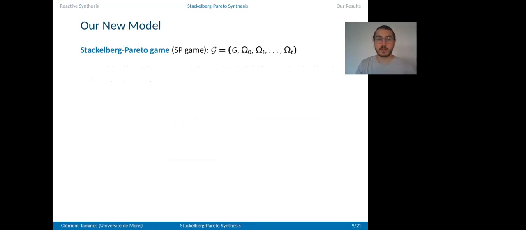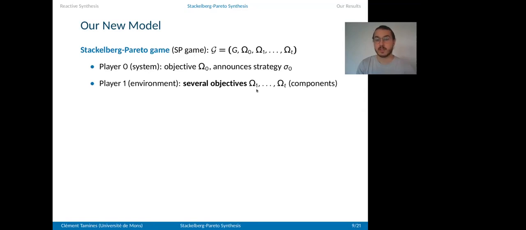I'll start by presenting our new model of Stackelberg Pareto games, sometimes written SP games for short. So a Stackelberg Pareto game consists in a game arena G, an objective omega 0 for player 0, who represents the system, and several objectives omega 1 to omega t for player 1, who represents the environment. These several objectives represent the components of the environment and their own individual objectives.